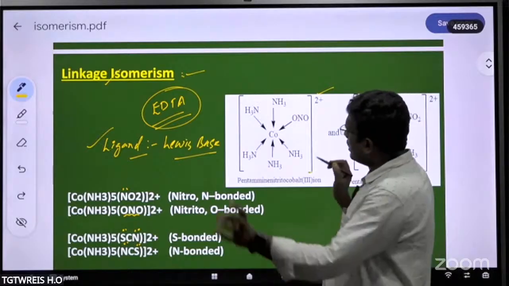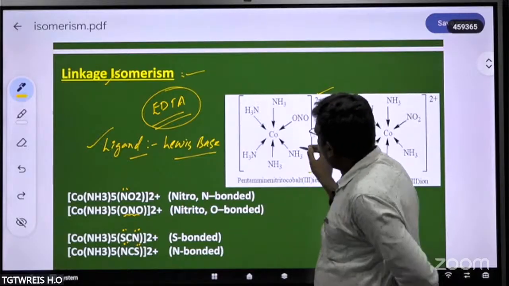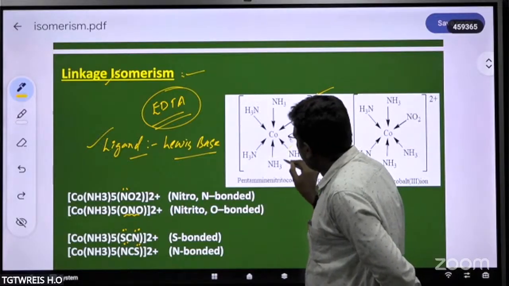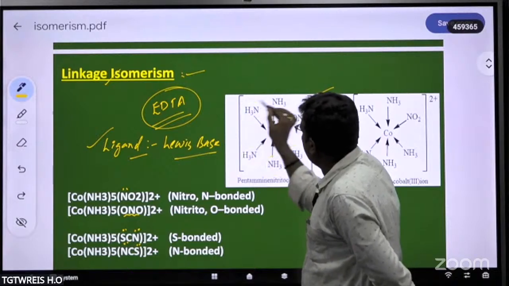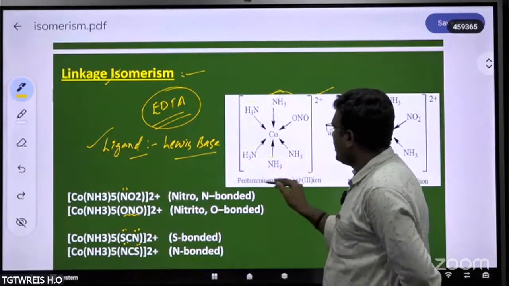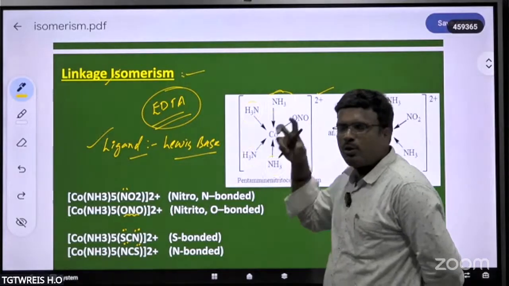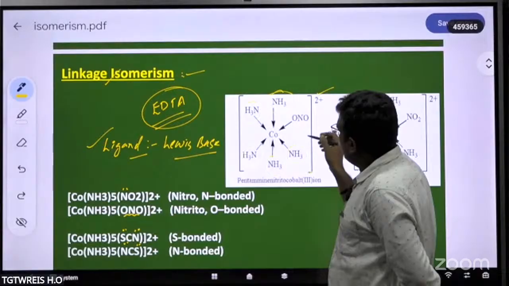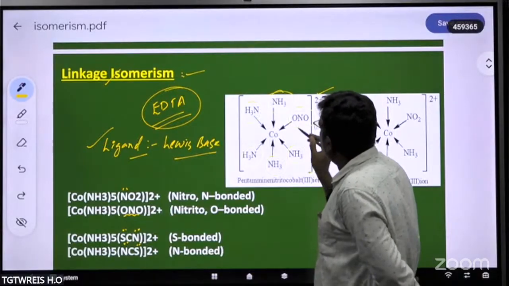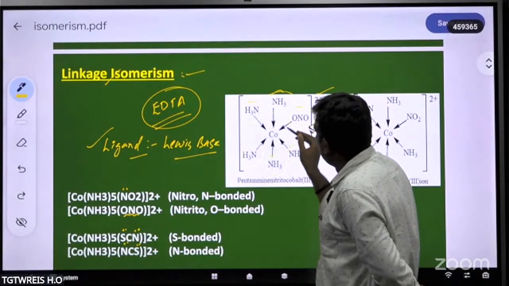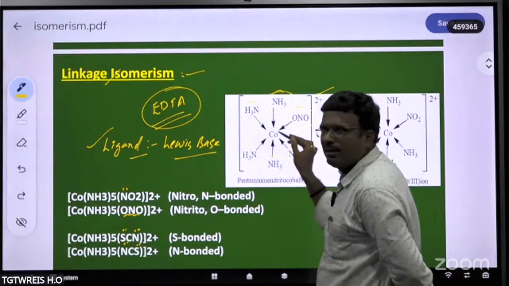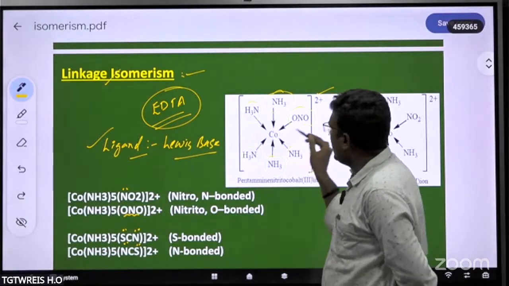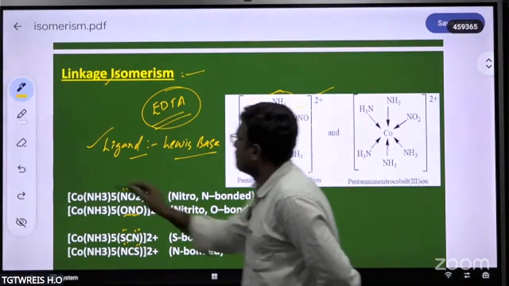Here, very very important, 5 ligands are there. Number 1, ammonia. Pentaammine means how many ammonias are there? 5, that's all. ONO means oxygen is acting as a ligand here. Oxygen acting as a ligand. Now coming to this.